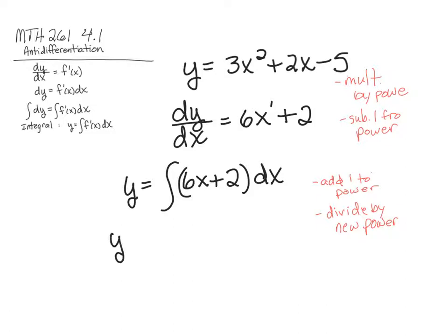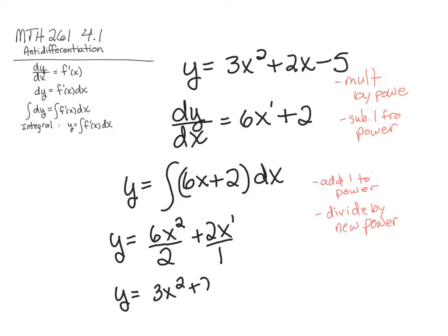So y equals, we have 6x to the 1, but we're going to add 1 to the power and divide by the new power. Then we have plus 2. X was to the 0. We add 1 to that, and we divide by that. So you see what we have is 3x squared plus 2x, but wait a second. The original function had a minus 5.